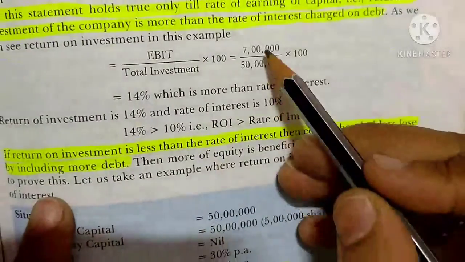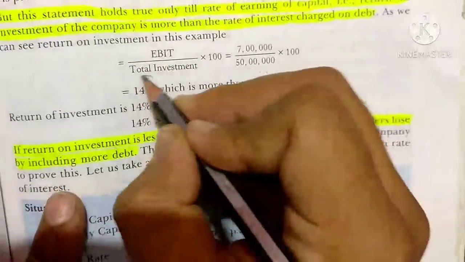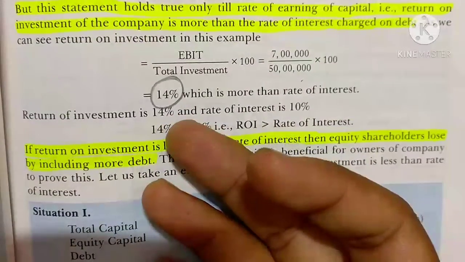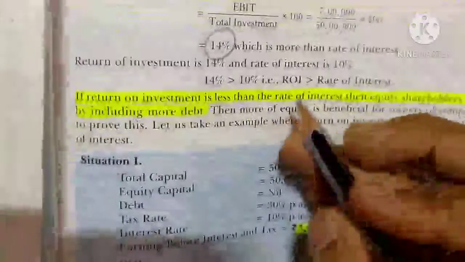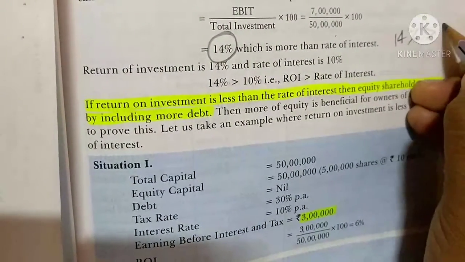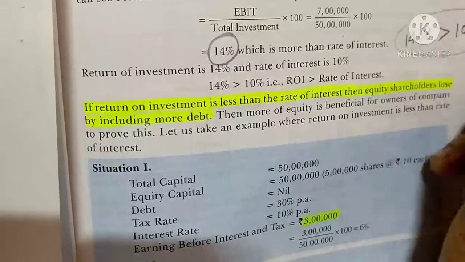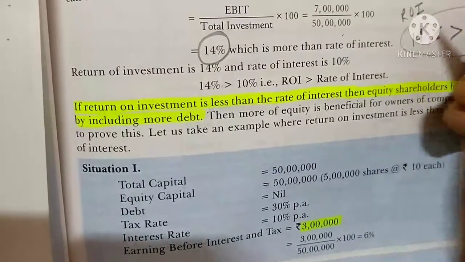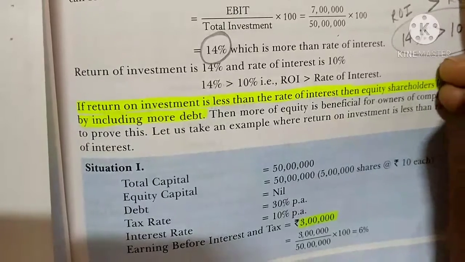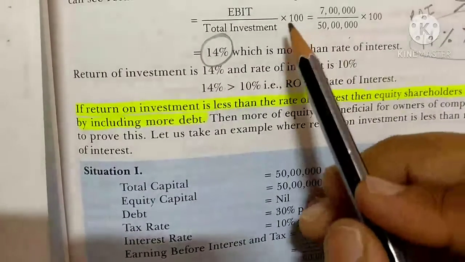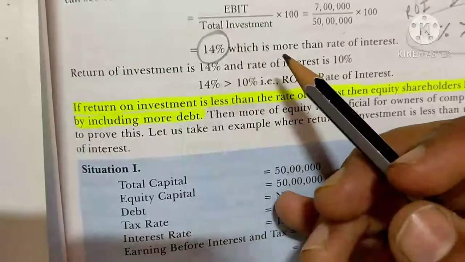So how much total investment have we done? 50 lakh. Divided by 50 lakh into 100, it's coming 14%, which is very much higher than what? Our interest rate. Our interest rate was how much? 10% only. So 14% is much more than the 10%, which shows that our rate of return, ROI, return on investment, is much more than the rate of interest. Okay, that's why it is a suitable situation for us. When more debt will be there, more interest will be there.